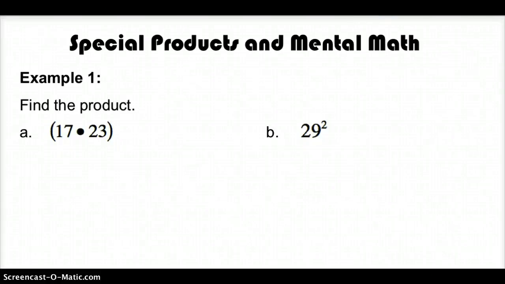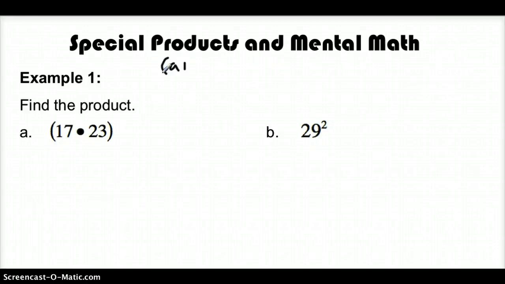One useful application of these special products is your ability to do some mental math with them. Looking at these particular products, you have 17 times 23, and you have 29 squared. Let's look at our special products again. I want you to get practice writing this out.